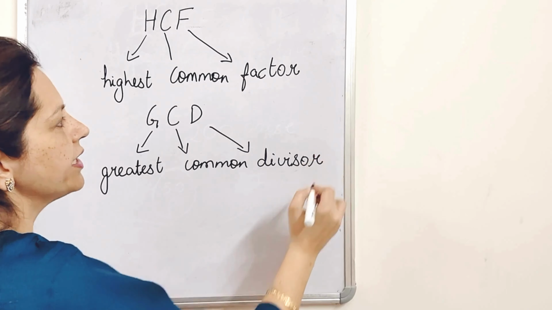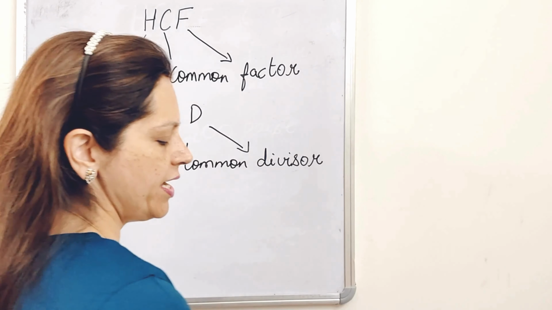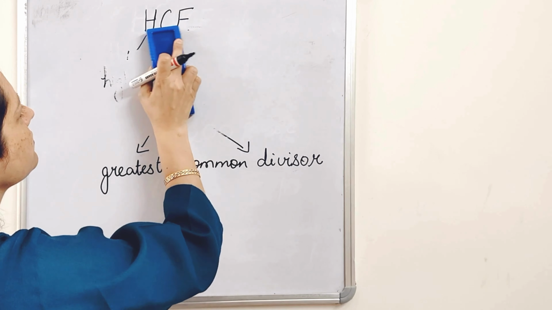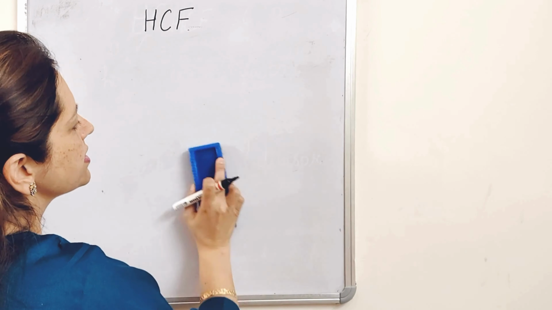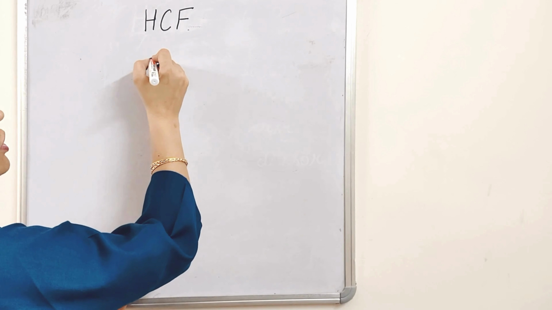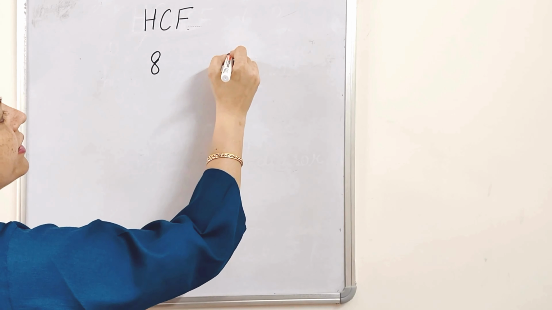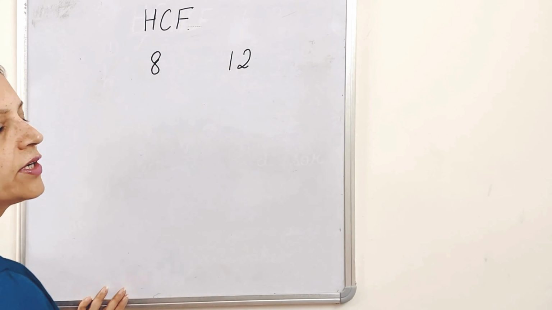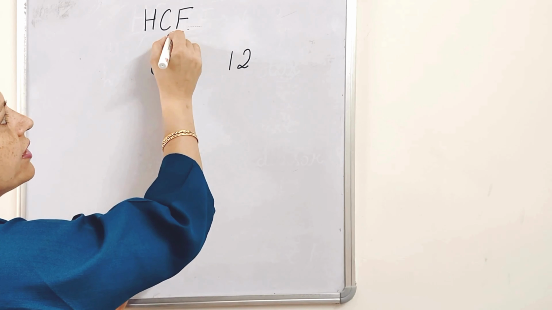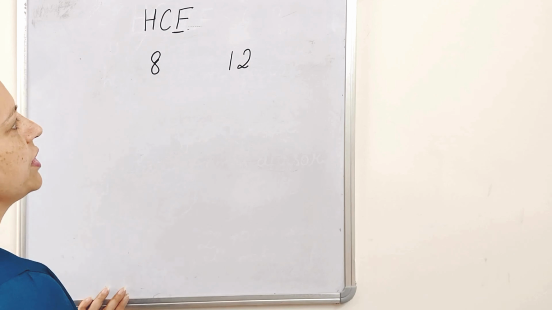Let's understand this concept with the help of example. Say we need to find out the HCF of two numbers 8 and 12. So let us understand one by one. Factor. Factor होता क्या है बच्चों?